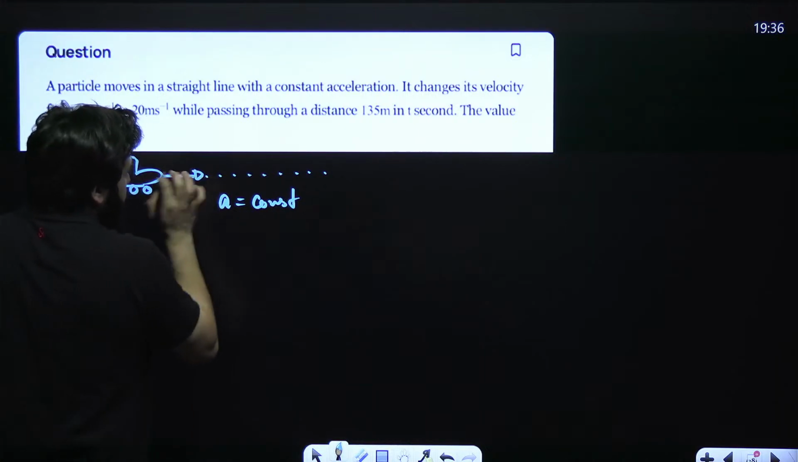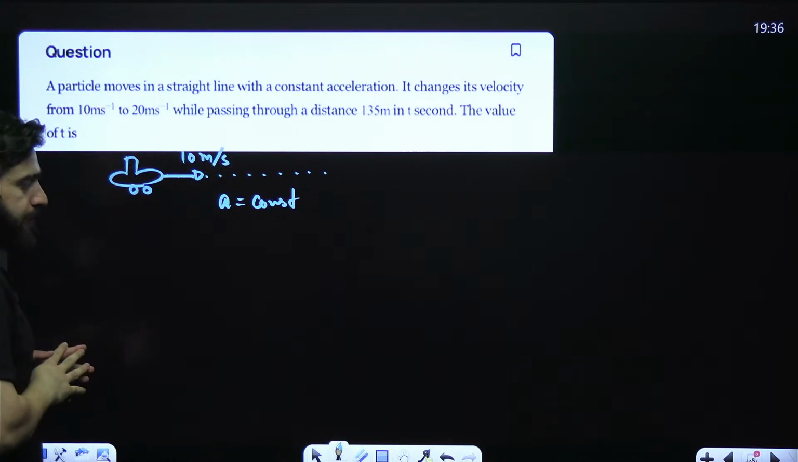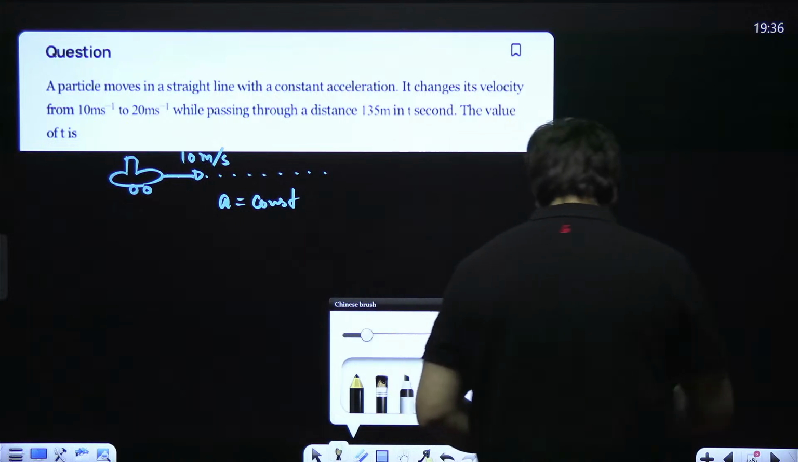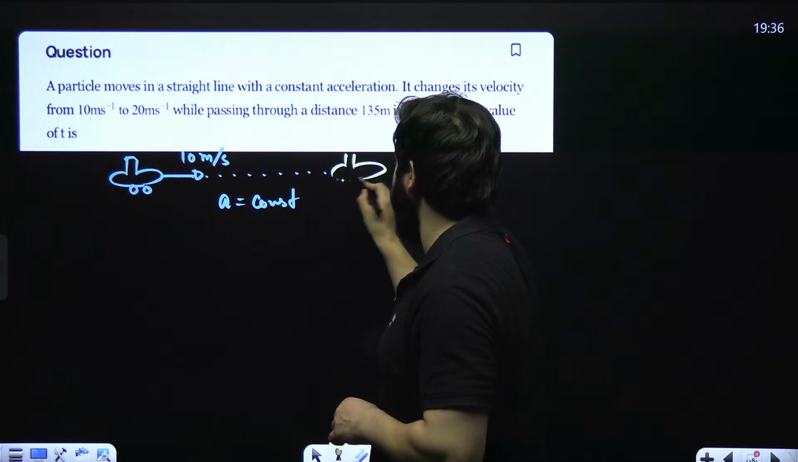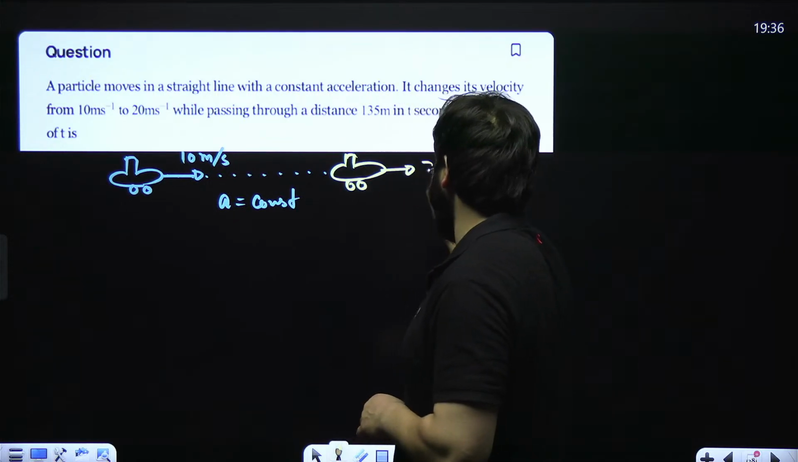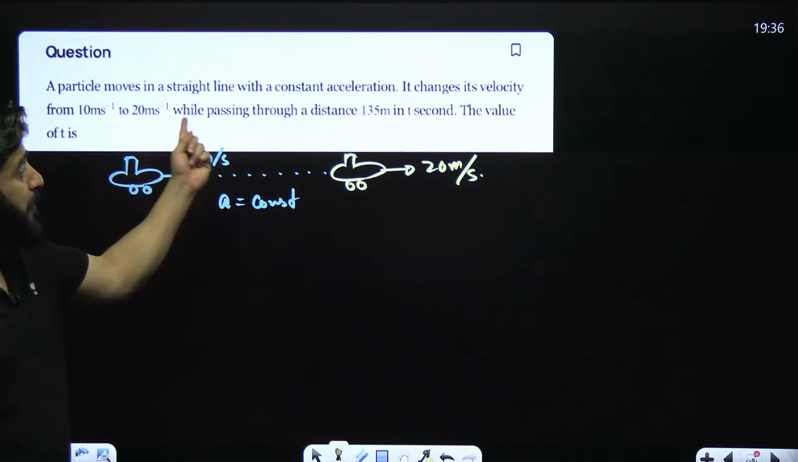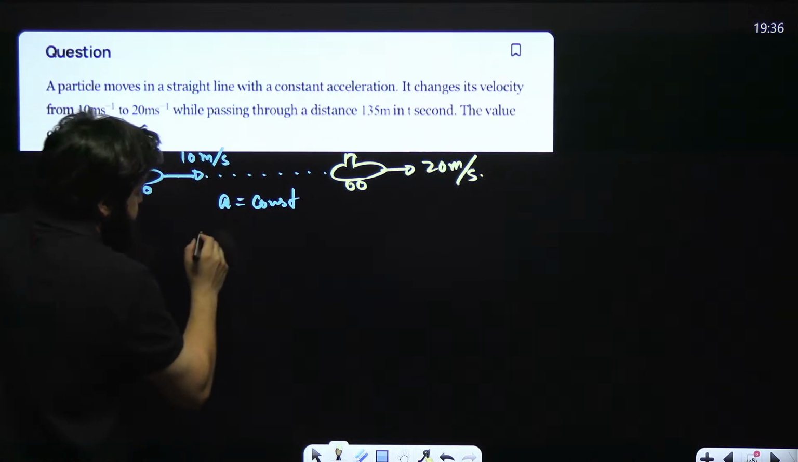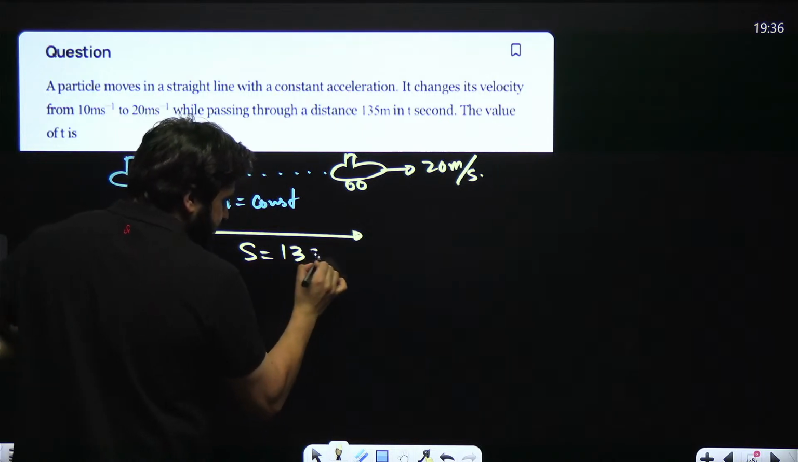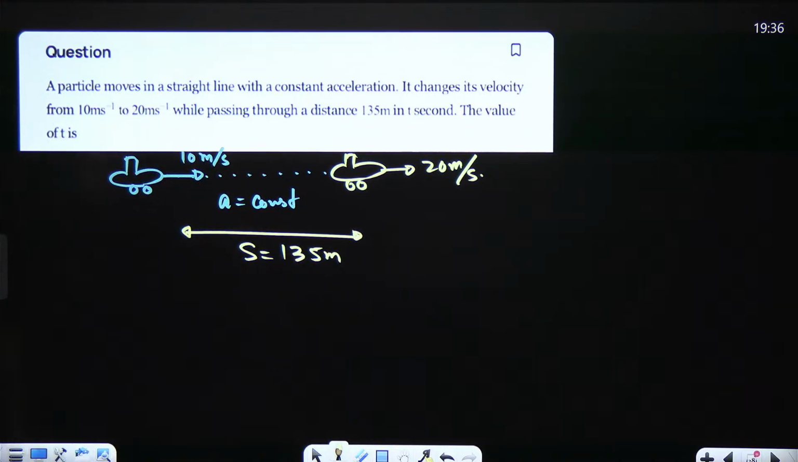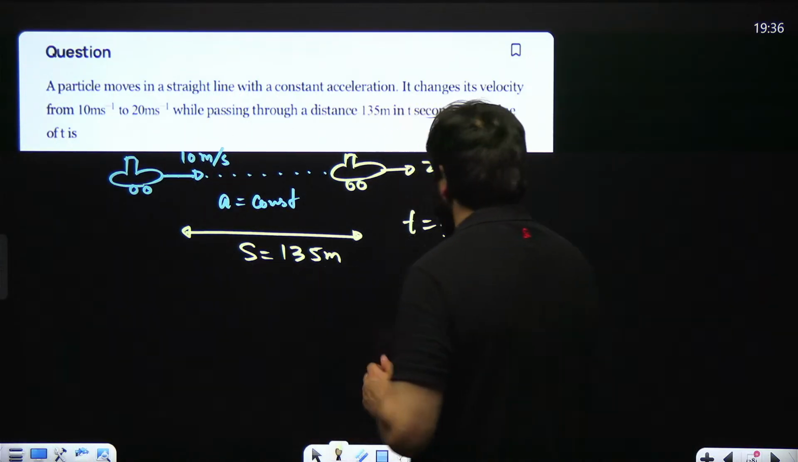It changes its velocity from 10 to 20 meter per second. So initially its velocity is 10 meter per second, and finally its velocity becomes 20 meter per second, while passing a distance of 135 meters. So it has passed a distance of 135 meters. You are supposed to find the time in this particular case, the value of t.